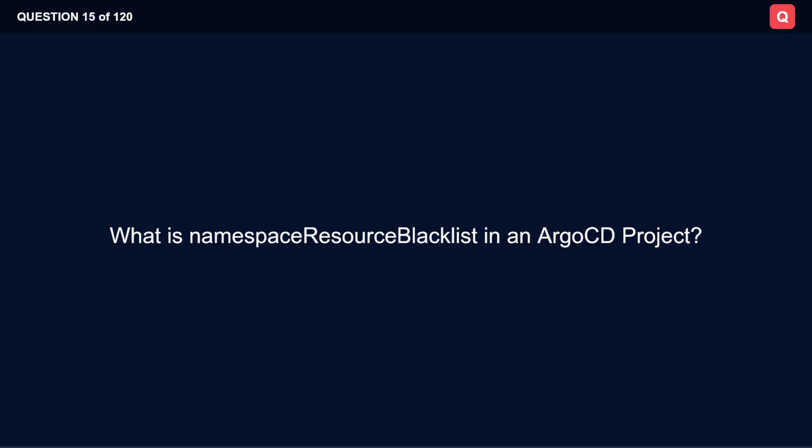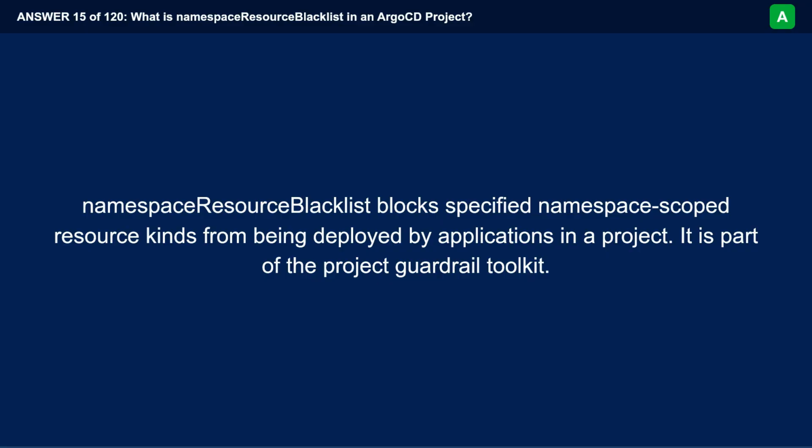What is namespace resource blacklist in an ArgoCD project? Namespace resource blacklist blocks specified namespace-scoped resource kinds from being deployed by applications in a project. It is part of the project guardrail toolkit.